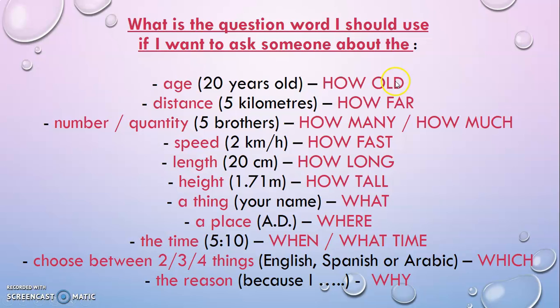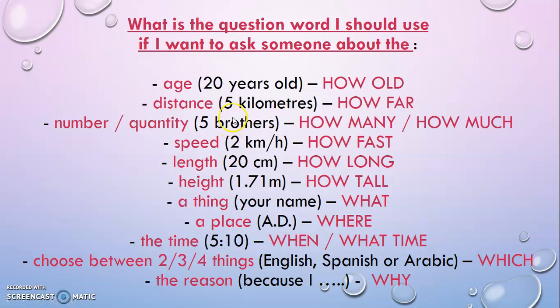How old are you? Now if I want to ask about the distance between two places, let's say for example between Medinat Zaid and Abu Dhabi, I should use the question word how far. How far is Abu Dhabi from Medinat Zaid? And you would answer, it's about 150 kilometers.